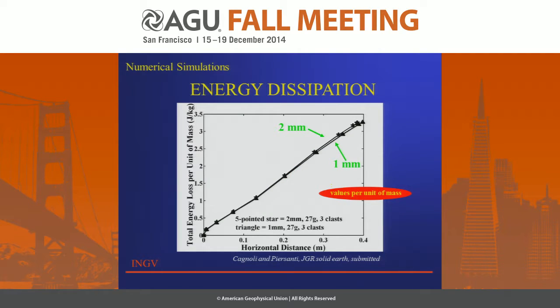Let's measure this energy dissipation in the numerical simulation. You see this is total energy loss per unit of mass. And this is just an example of a flow of 2 millimeter grain size, which you see has dissipated more energy than a finer grain size flow to reach each position along the slope. So these differences are small because these are values per unit of mass, but they are significant.